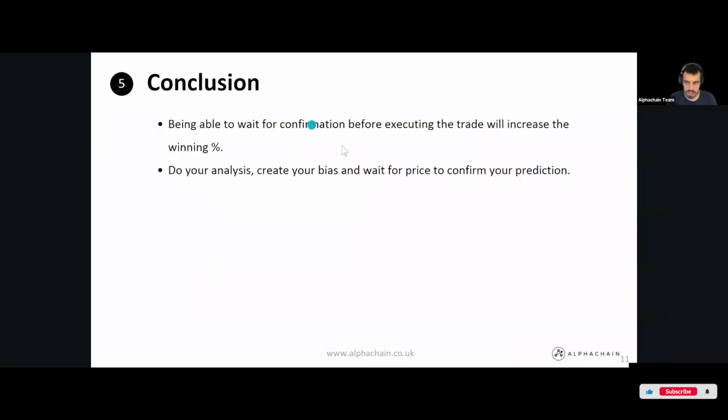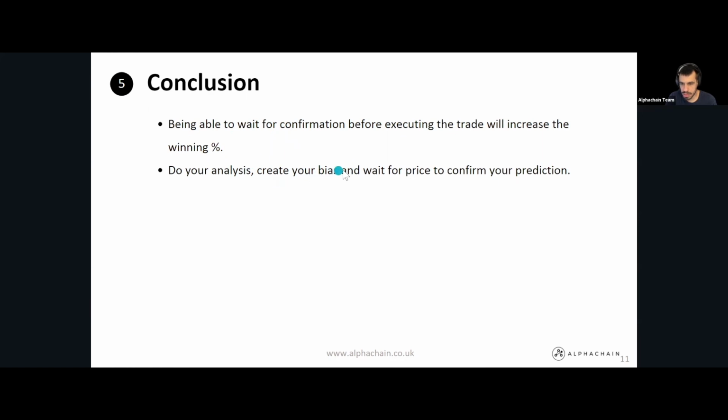Okay, so basically, conclusion: wait for confirmation before executing the trade. It will definitely increase your winning ratio. And if you actually manage to catch that trade a little bit closer to the extreme, for example, I know that Rocio is good at identifying that trend, but then she's a little bit late for the execution. She waits too much for the confirmation, and then she enters already in the middle of the zone, which doesn't make it such a good trade anymore.